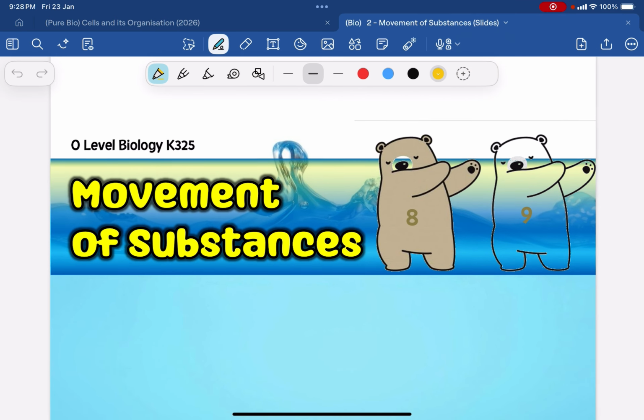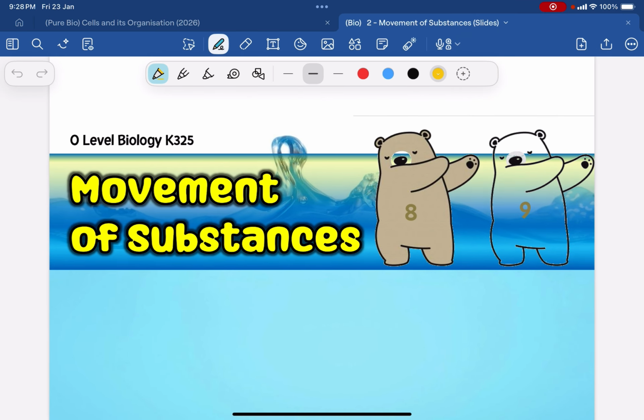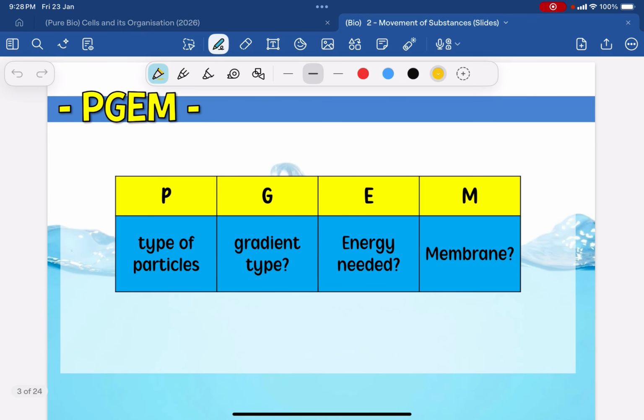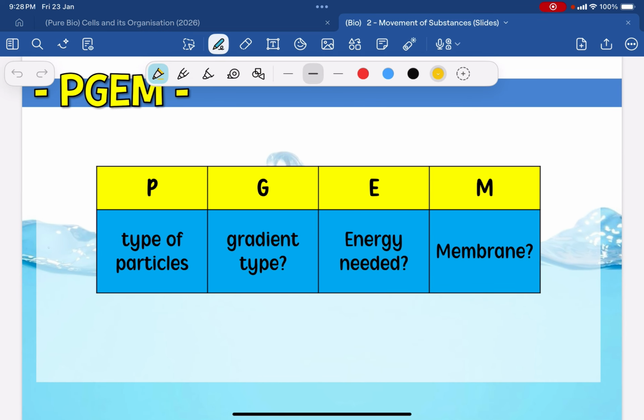Alright, for movable substances, we're going to learn three very important processes. First one is diffusion, second is osmosis, and third one is active transport. So, like I mentioned, before we start, we will have to go through four very important factors first. These are used in the definitions of each of these terms, and it's easier to help you remember.